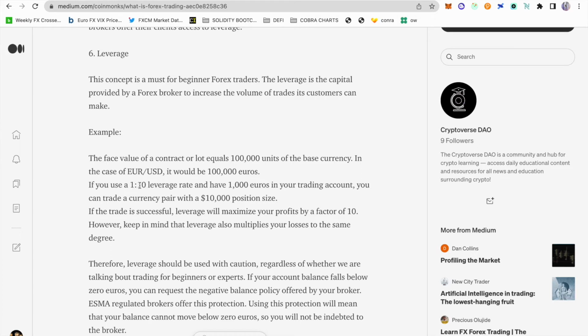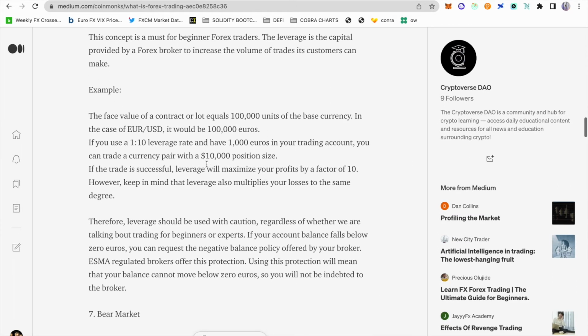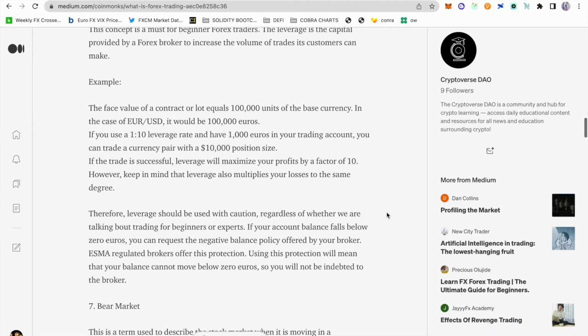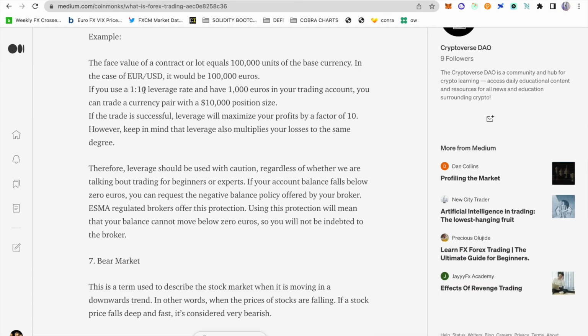If you use a 1 to 10 leverage rate and have 1,000 euros in your trading account, you can trade a currency with a 10,000 position. So by leveraging 10 to 1, with 1,000 euros you're basically accessing 10,000 euros. That's what it basically means. It means that you are leveraging higher.